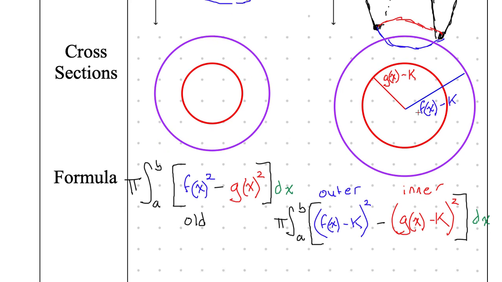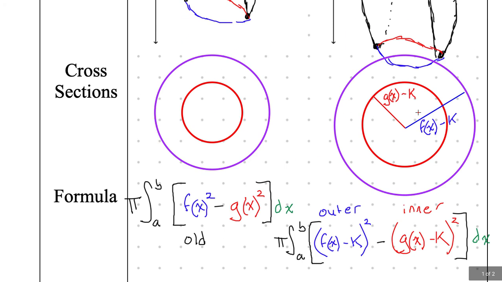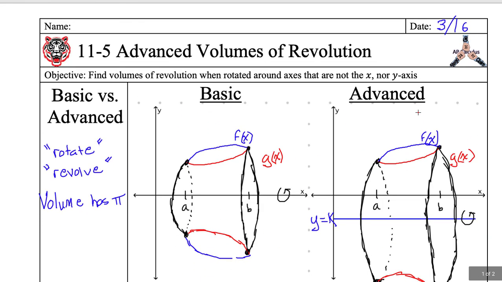Cool beans. I think that's it. We don't have a backside, right? Yep, okay. Can you guys give me a fist five? How well do you think you can do our new advanced volumes of revolution? I'm seeing a 3, a 4, and a 4.